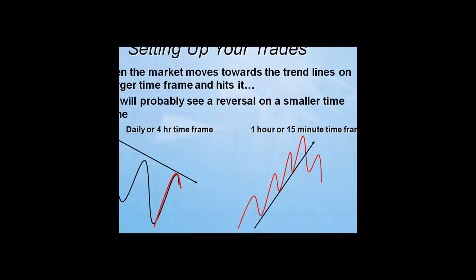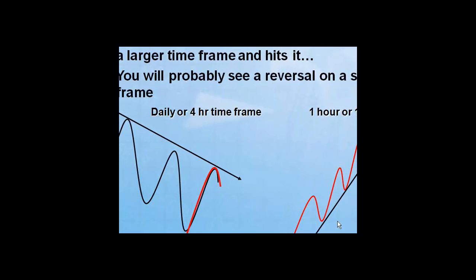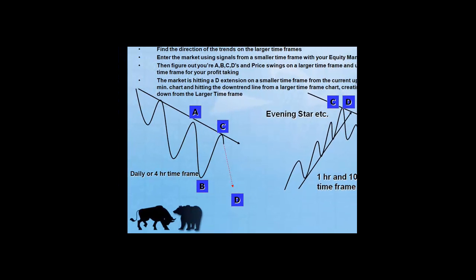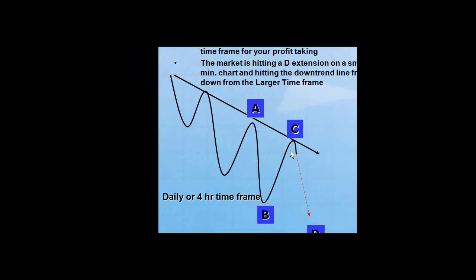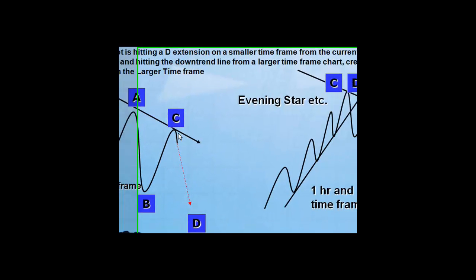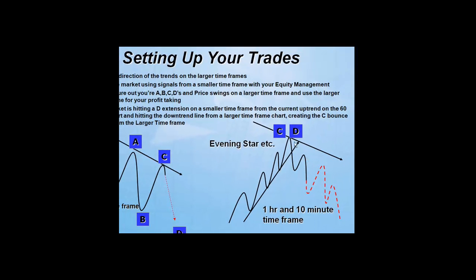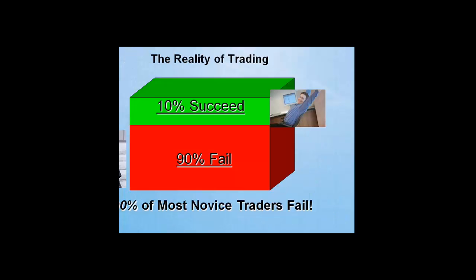And you can see it here. The market was heading up. It was doing this uptrend, and then it broke and it headed down. Now, setting up your trades, find the direction of the trends on the larger time frames. Enter the market using the smaller time frames. So you could have seen it here. The market did the A, B, C, and you're waiting for the C to go to D. Then you've got to wait for a trend line break, or the crown, and you could have seen the new A, the new B, the new C go in the direction of the trend on a smaller time frame.